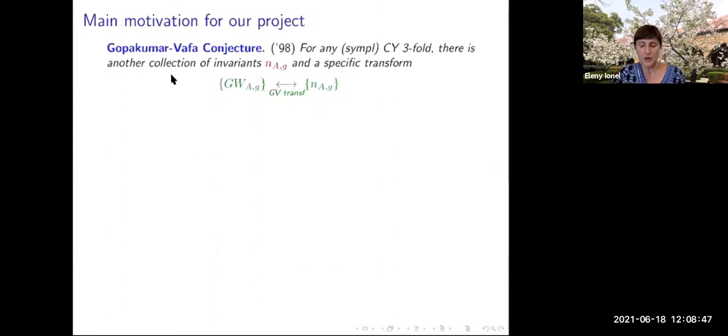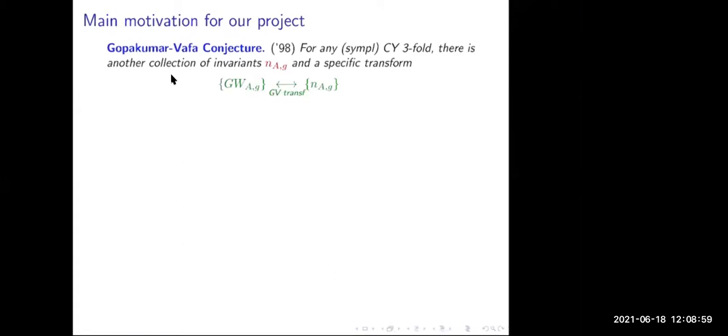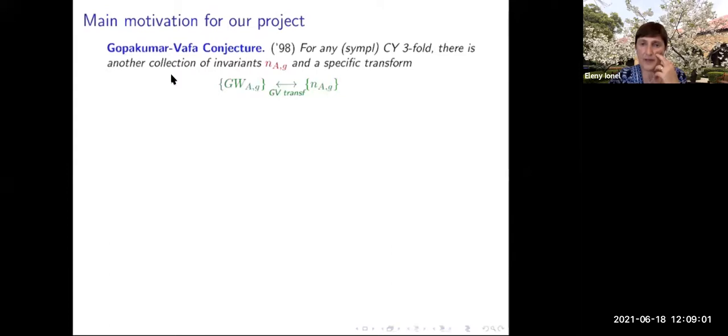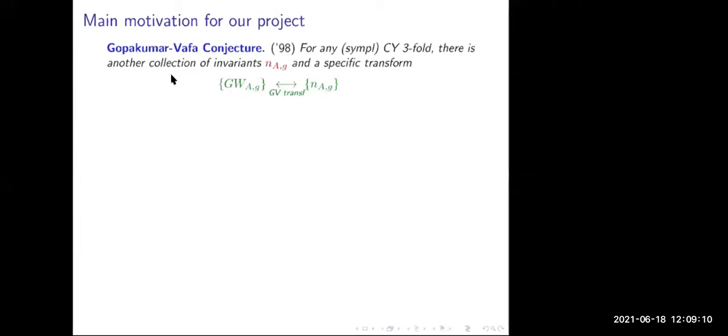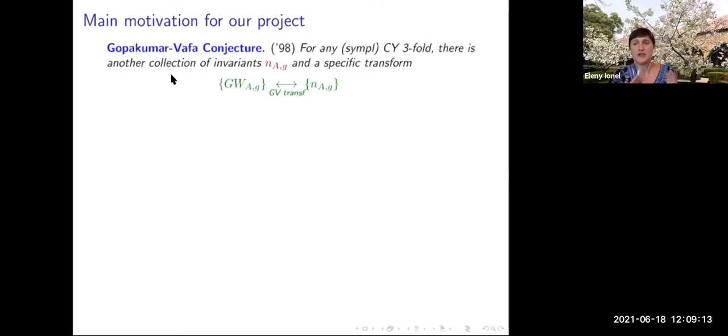So the main motivation for our project was this Gopakumar-Vafa conjecture, and many of you have heard me talk about this earlier on. This is a conjecture motivated by string theory around 98 by Gopakumar and Vafa. What they conjectured, roughly speaking, is that for any symplectic Calabi-Yau threefold, well, they were working with complex Calabi-Yau threefolds, there should be some other collection of invariants. They call them BPS states. They have some physical interpretation. And there should also be a very specific transformation that takes the collection of Gromov-Witten invariants into this collection of these other invariants called the BPS states. I denoted them by N_{A,g}.